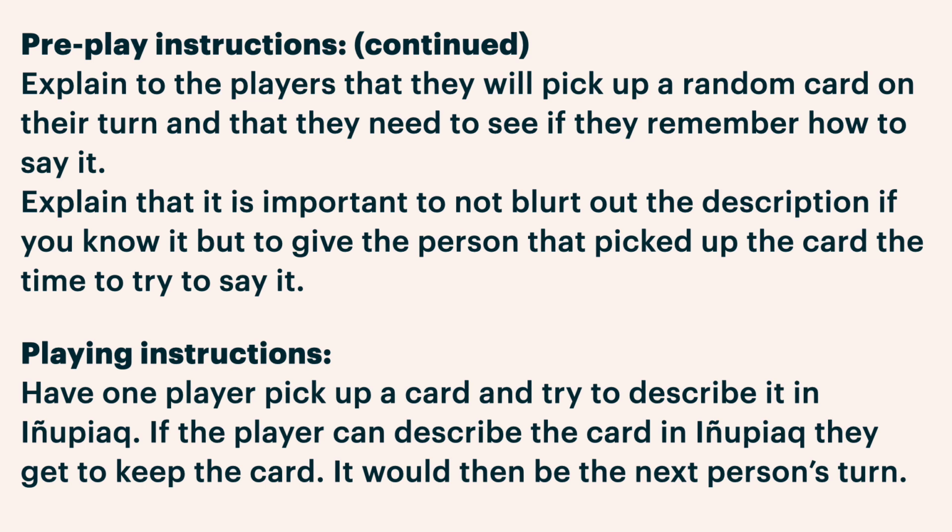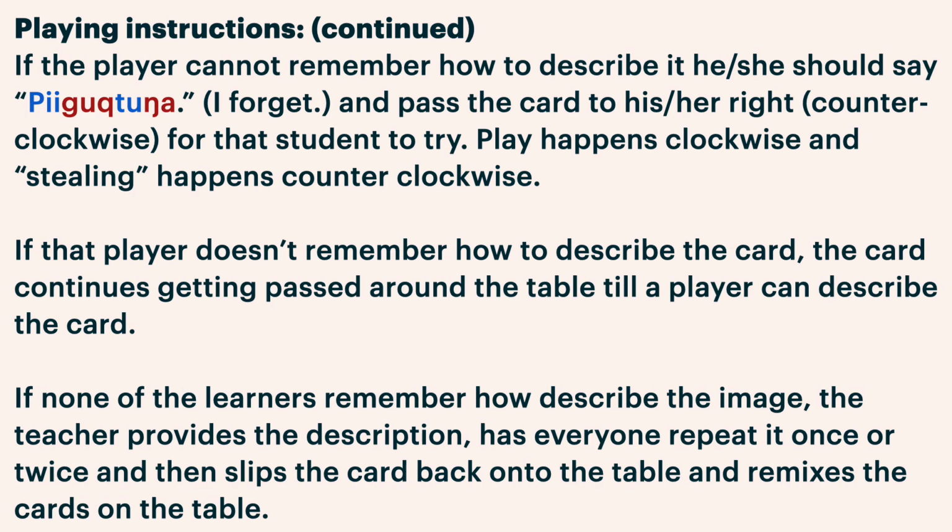Once you begin playing, have one student pick up a card and try to describe it in Iñupiaq. If a learner can describe the picture, they get to keep the card. If the student cannot remember how to describe it, he or she should say, "Peroktungā," I forget, and pass the card to his or her right, counterclockwise, for that student to try. If the next player doesn't remember how to describe the card, then the card continues getting passed around the table till every learner has had a chance to describe the picture.